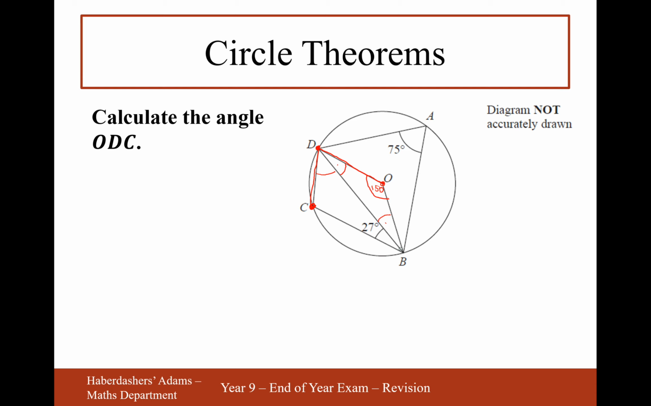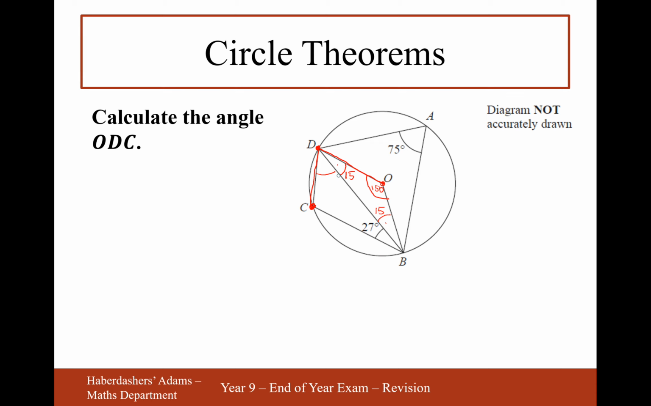Now if the angles in a triangle add together to make 180 degrees, I've got 30 degrees left over to share between these two equal angles. So these two angles here must be 15 degrees each. So I've got part of this angle now. ODC, part of it is 15.